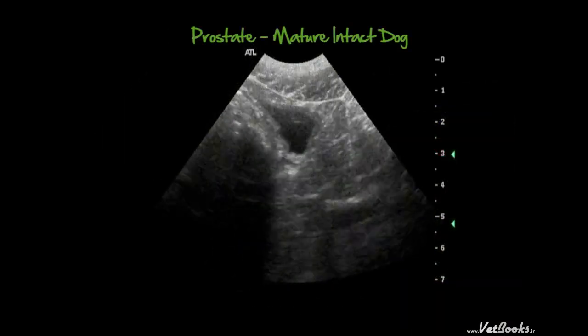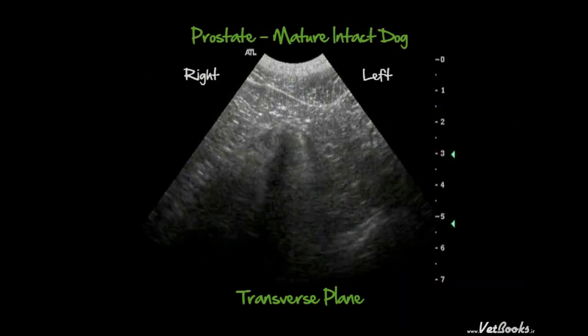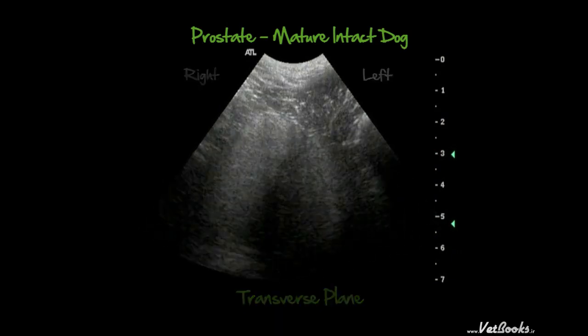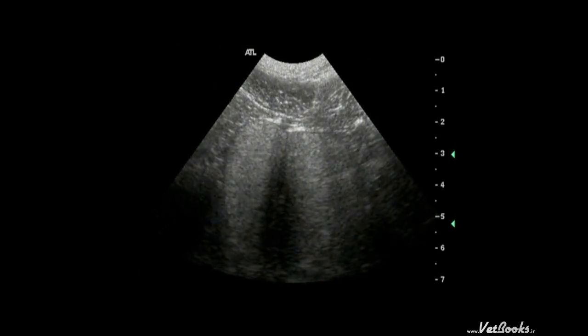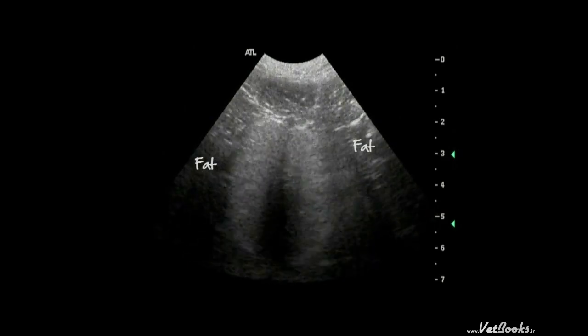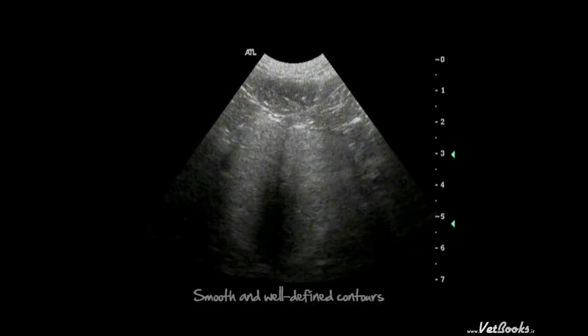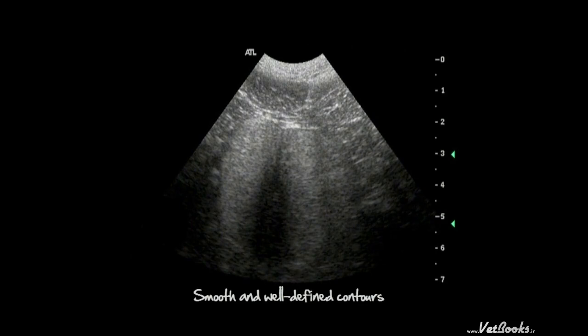In mature intact dogs, the prostate is enlarged due to the influence of testosterone. Prostate hyperplasia causes symmetrical increase in the volume of both lobes along with uniform hyperechogenicity. Small anechoic cysts may also appear. Note here the smooth contours of the prostatic lobes and how they are easily distinguished from the surrounding fat. This clear distinction will often be lost when the prostate is inflamed or develops a tumor.